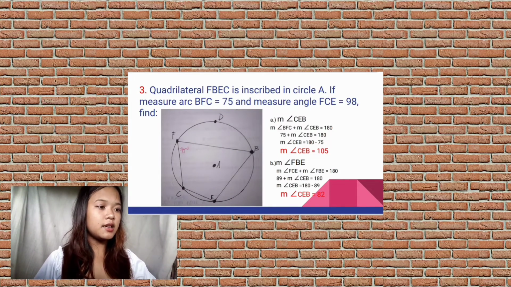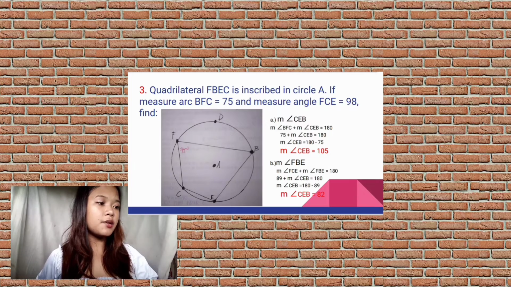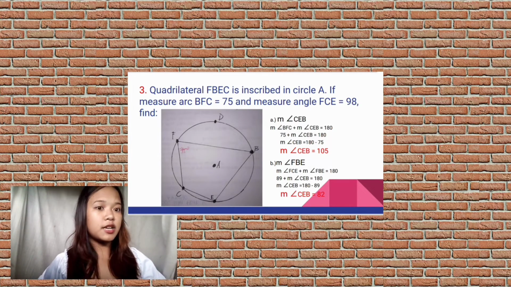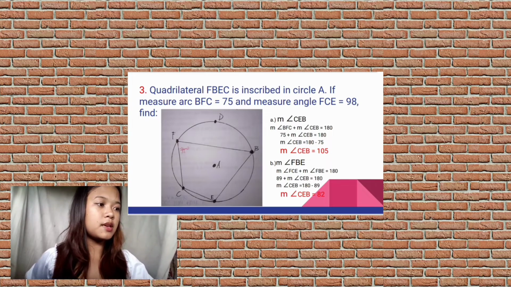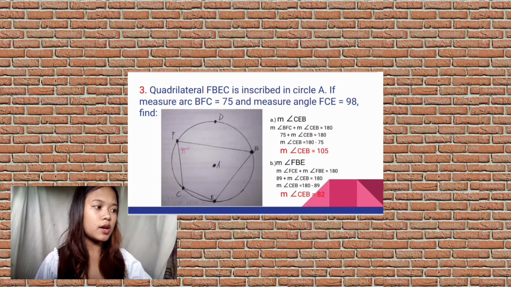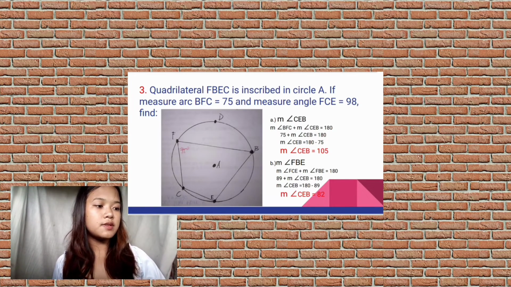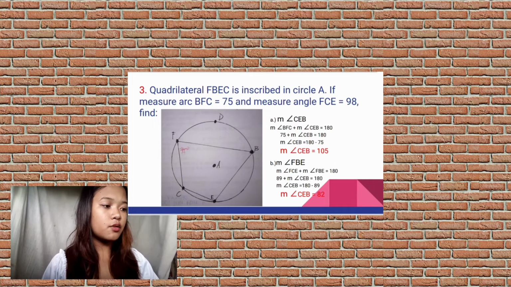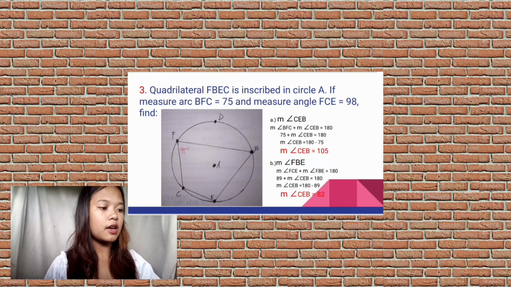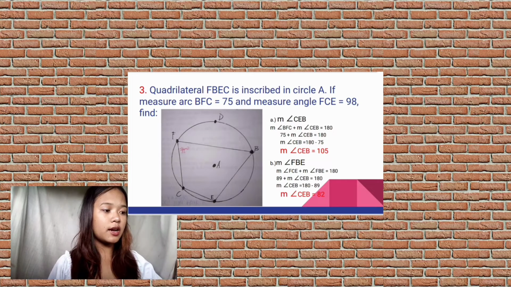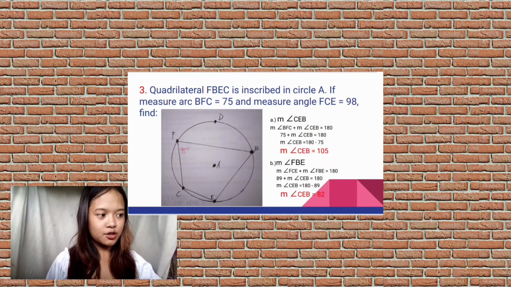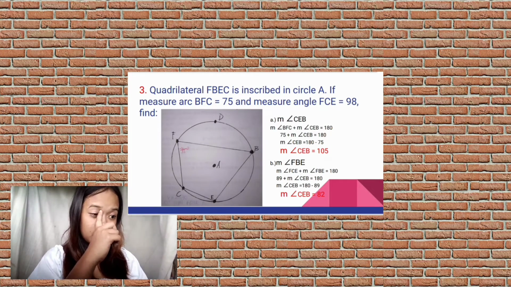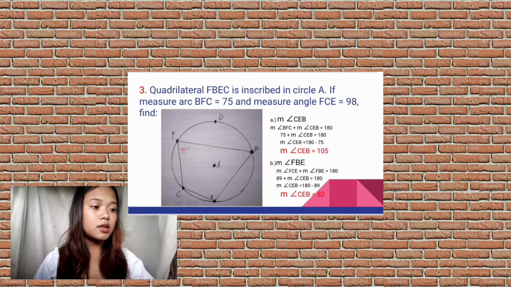Then lastly, quadrilateral FBEC is inscribed in circle A. So if the measure of arc BEC is equal to 72 and the measure of angle FCE is equal to 98, find the measure of angle CEB and the measure of angle FBE.